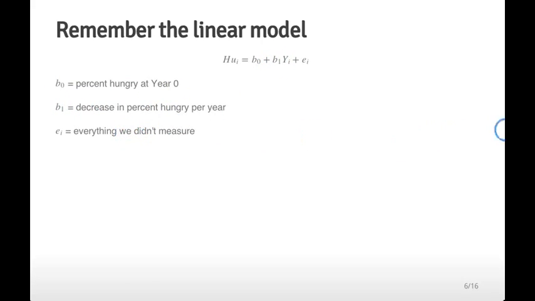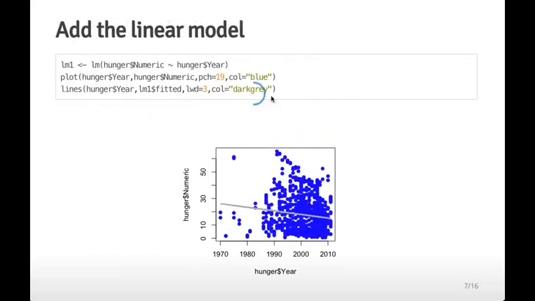And Ei, again, measures everything that we didn't think to include in the model or measure. So we can actually add the line that comes from the linear model. I hope you can see it. It's in light gray here. You can kind of see it traverses from left to right there. That's the best fit line to these data relating hunger percent to year.